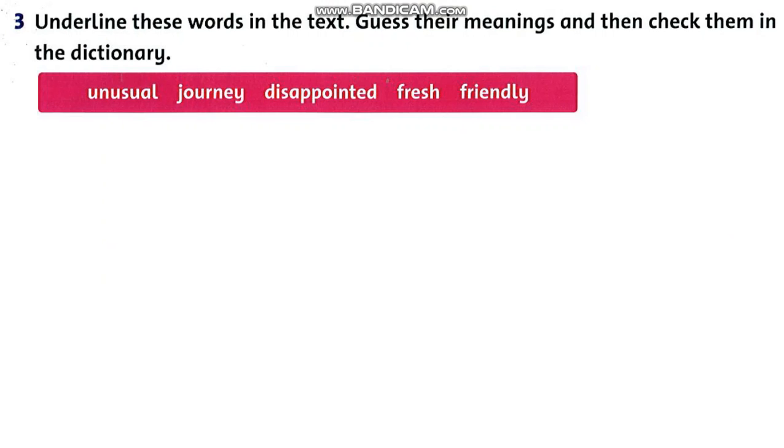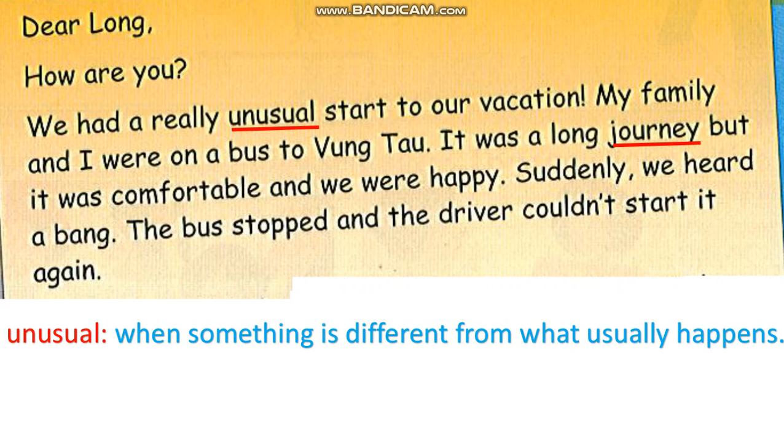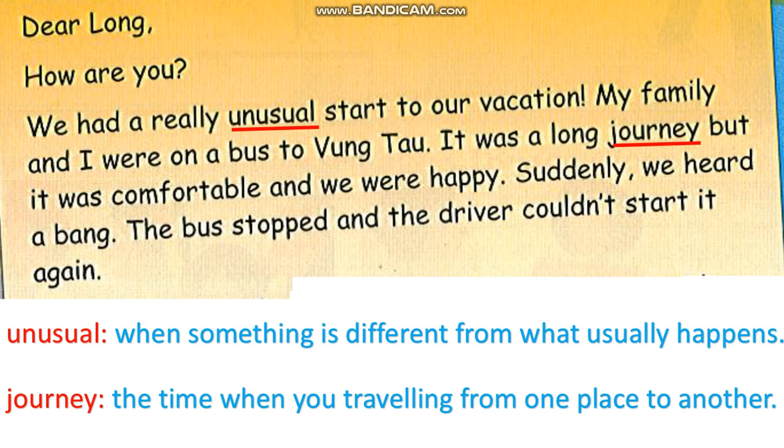Part 3. You underline these words in the text, guess their meanings, and then check them in the dictionary. Unusual, journey, disappointed, fresh, and friendly. In this paragraph, can you see unusual and journey? Do you understand? Unusual means when something is different from what usually happens. And journey means the time when you're traveling from one place to another.